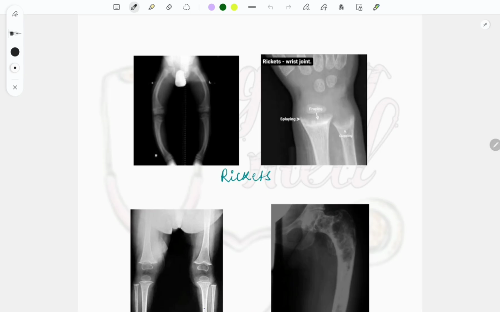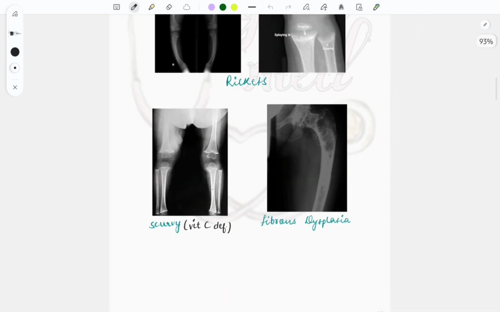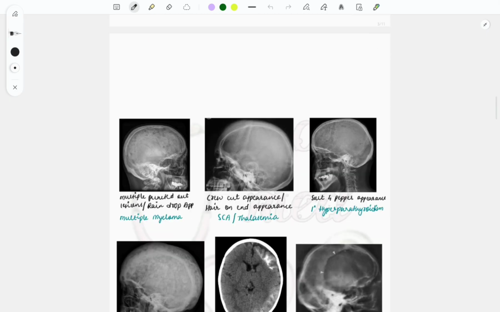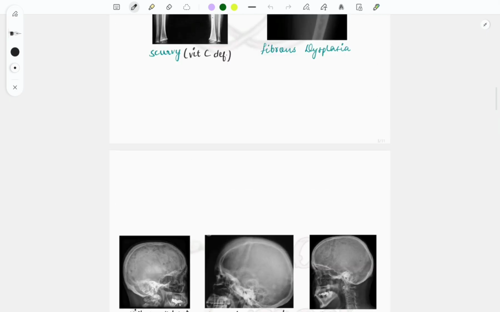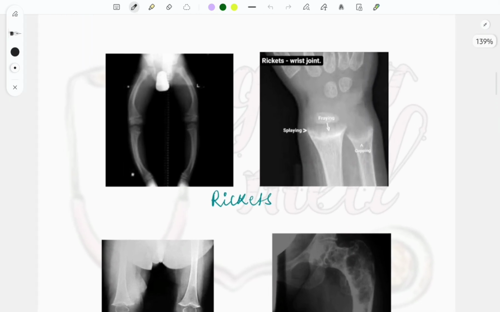Welcome to the session where we will discuss some important radiological images which are important for the FMG exam. Okay, so without wasting much time, let's start our discussion.